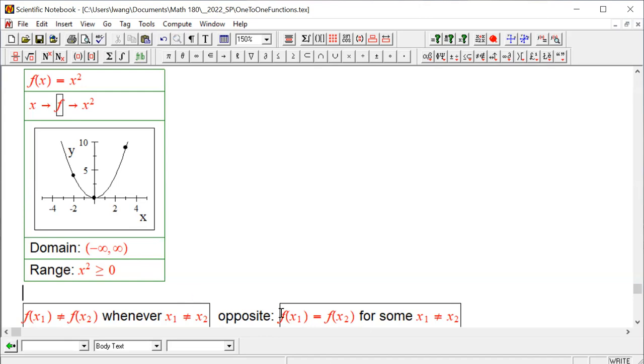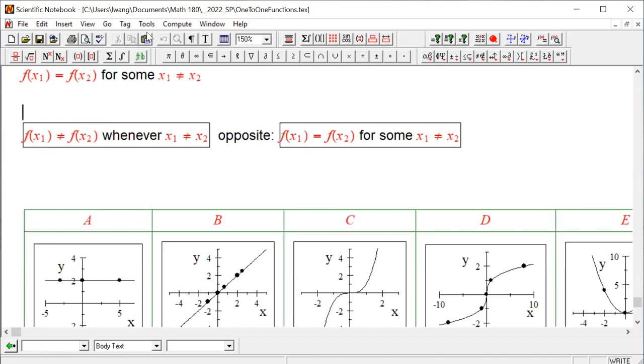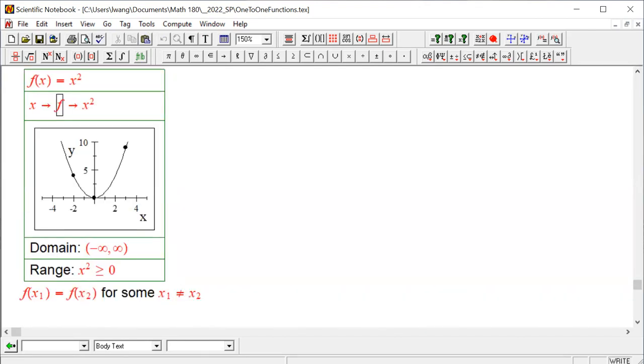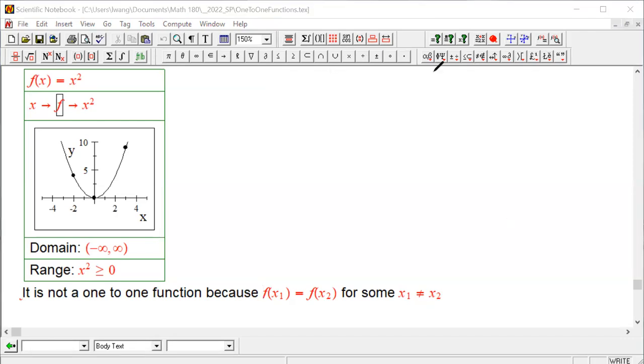And I have given you the guideline, right? So you just have to pick up those numbers. How do you pick up those numbers? You're going to say it is not a one-to-one function because, right, you have to really give me that pair.